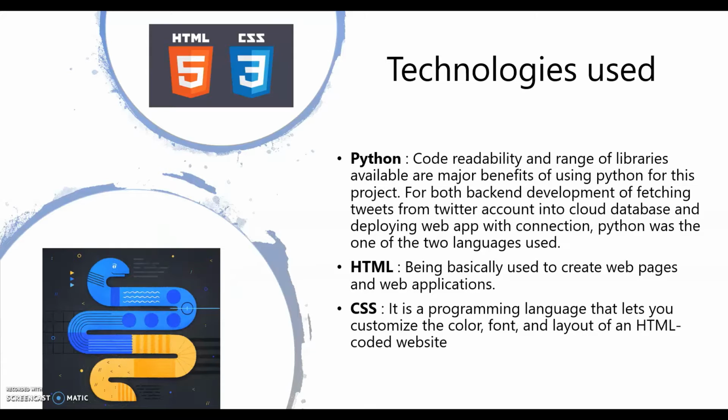The technologies used are Python. One of the reasons Python was chosen is the code readability and the range of libraries available to make a web app, both for backend development and for fetching the tweets from a Twitter account into a cloud database and deploying the web app with the connection. Python was one of the two languages used. Others were HTML and CSS.